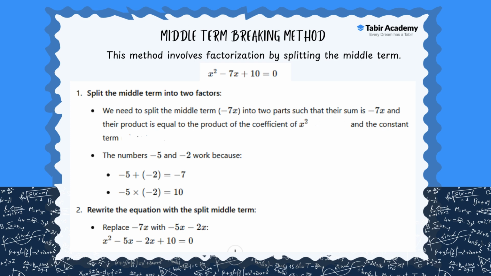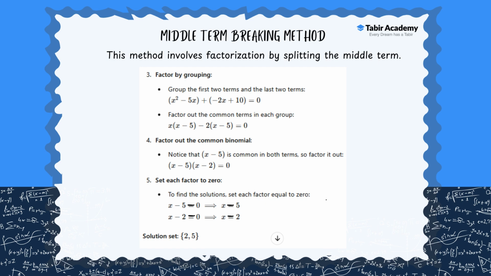Then we can rewrite this equation with the split middle term, which gives us x square minus 5x minus 2x plus 10 equals to 0. Then we can factorize this equation by taking common factors. For example, इसके अंदर हो जाएगा x into x minus 5 minus 2 into x minus 5 equals to zero.